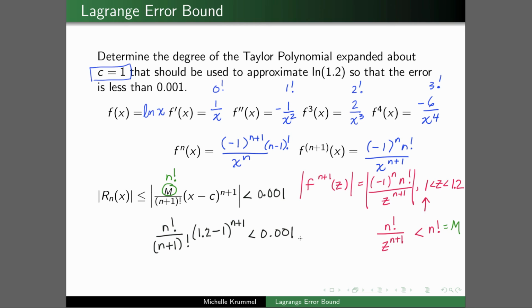So now we just need to solve this inequality for n. We can rewrite n plus 1 factorial as n plus 1 times n factorial. And that cancels out with the n factorial in our numerator. 1.2 minus 1 is 0.2. And that's to the power n plus 1.